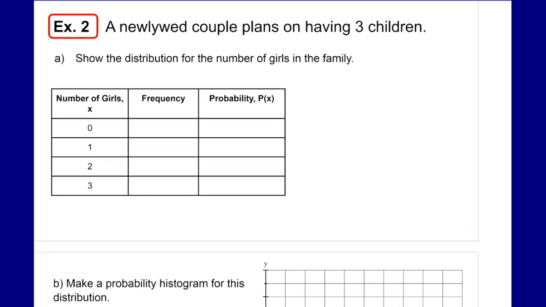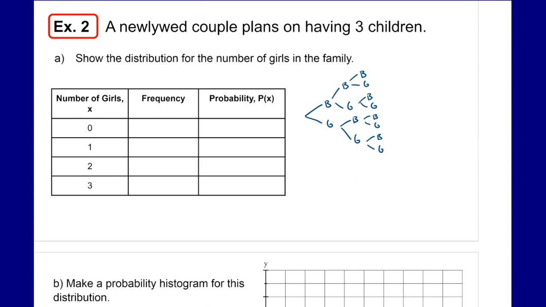The next example: a newlywed couple plans on having 3 children. We want to show the distribution for the number of girls in the family. So we want to look at the number of possible outcomes for having the different number of girls. If we want, we can do a tree diagram to help us. So boy, girl, and then off of each one, boy, girl, boy, girl, boy, girl. So we want to think about how many possible outcomes there are, or basically looking for the probability.